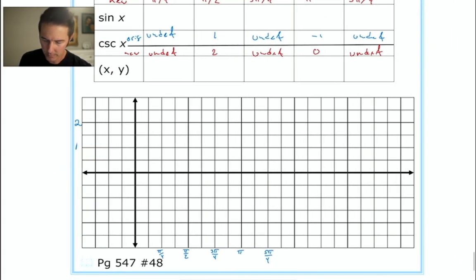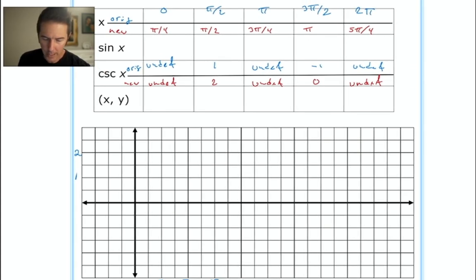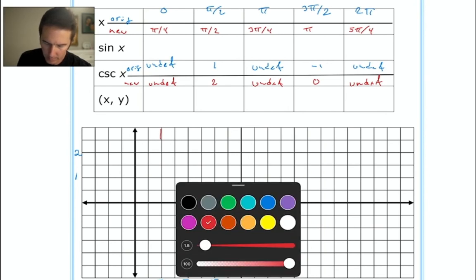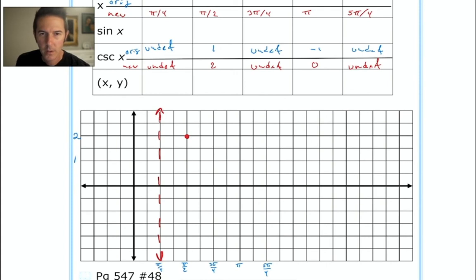And now let's wrap this up. At pi over 4, I have an asymptote. Let's make this line a little thicker. Little arrows on the ends of that asymptote, good. At pi over 2, we're at 2. At 3 pi over 4, we've got another asymptote.